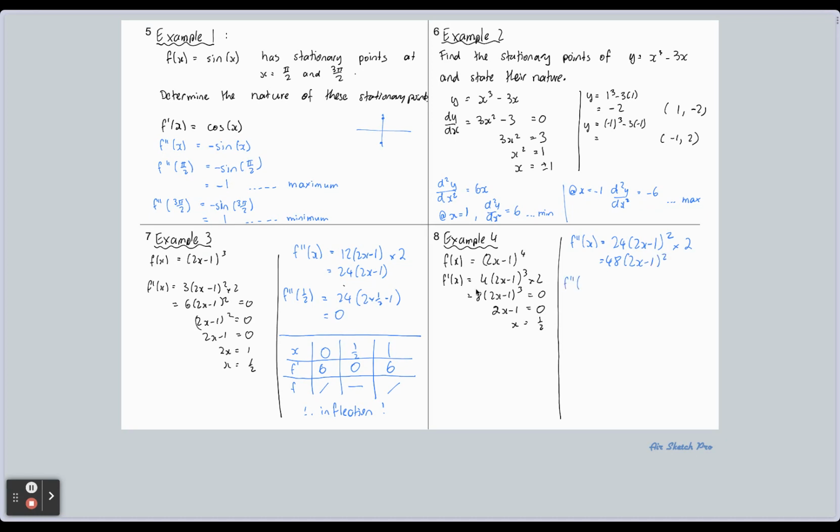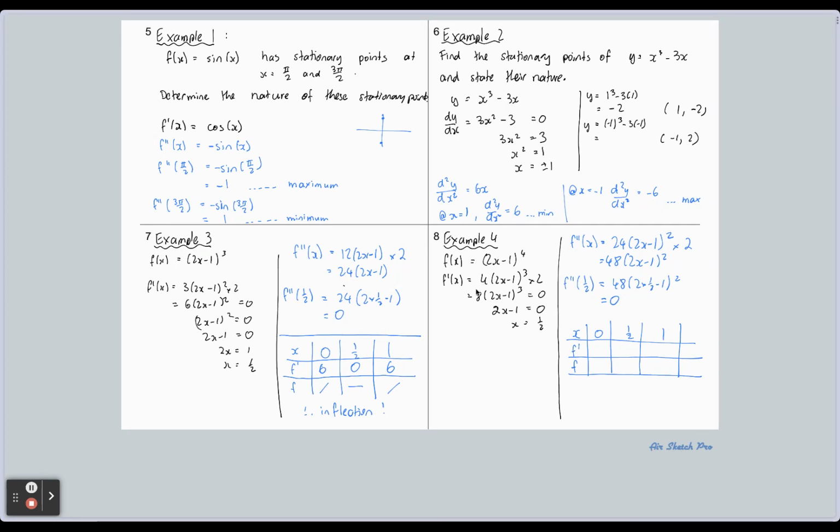Let's find the second derivative at a half, and I get pretty much the same thing, right? 2 times a half minus 1 inside the square, in which case that would be 0 again. So we've got a second derivative of 0, which remember means inconclusive. So I draw up my table again. So we've got x, and I'm going to choose 0 again, a half, and 1, picking the numbers that are nice and easy. First derivative, and then what does that mean about the function?